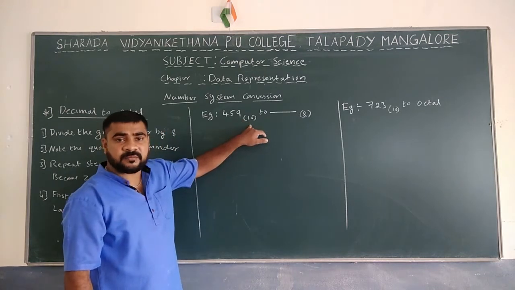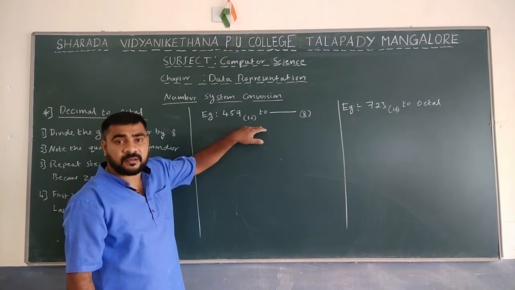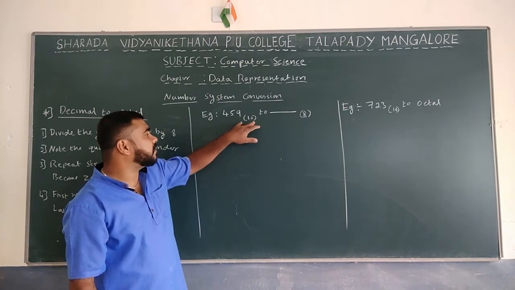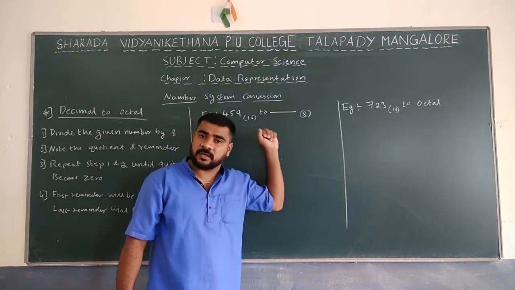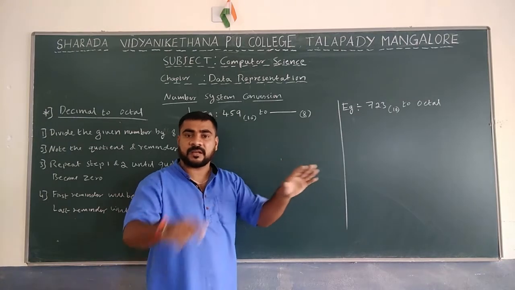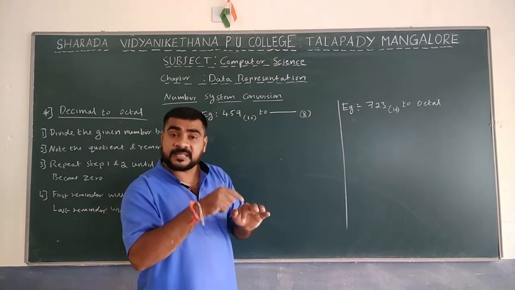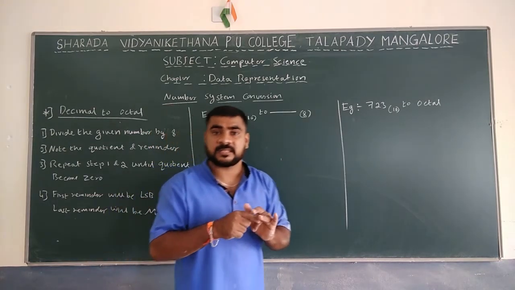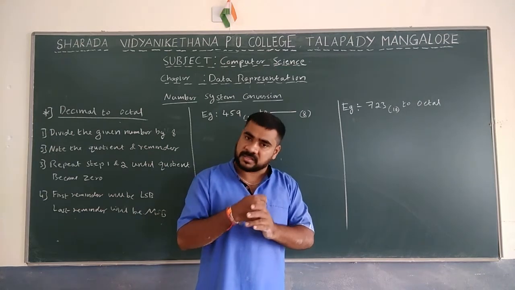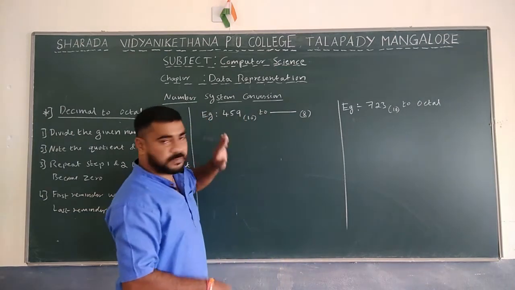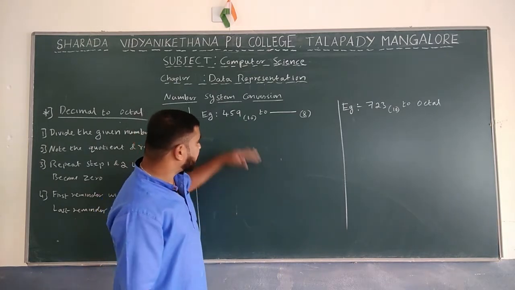So here base 10 means a decimal number system. This decimal number should be converted to base 8. Base 8 means octal. Remember, base 2 is binary, base 8 is octal, base 10 is decimal, and base 16 is the hexadecimal number system. So we have to convert that number. The steps are already given.